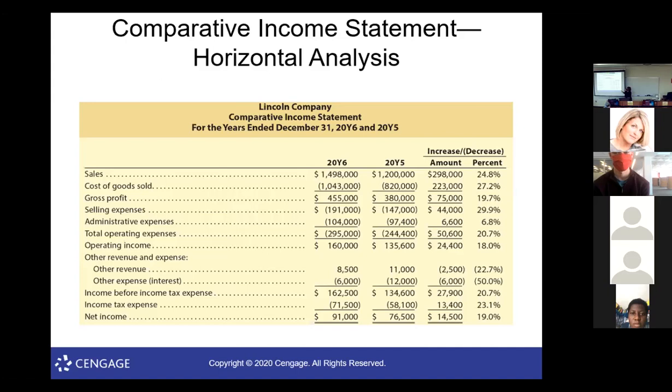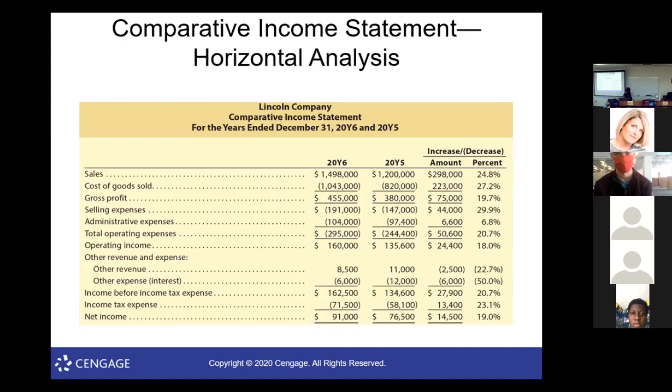If I saw that selling expenses went down by 20%, but sales went up by 25%, I'd be kind of scratching my head like, gee, how did that happen? How were they able to increase their sales without increasing their selling expenses? So it's that type of thing that we need to start thinking about and start making those connections to see if those connections make sense or not.